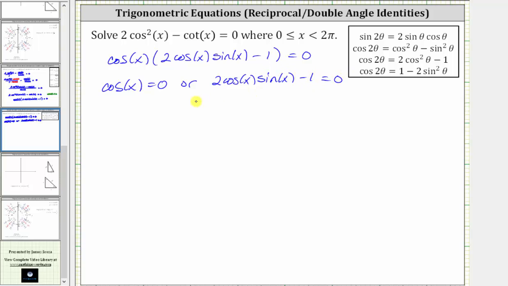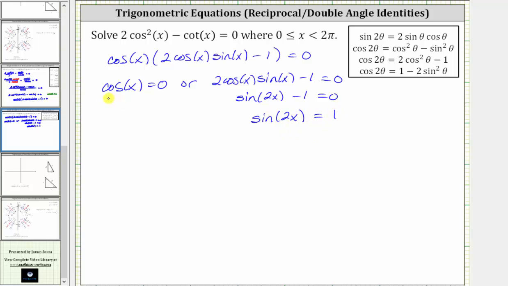But looking at the second equation, notice how we have 2 trig functions here, and therefore we have to perform another substitution using the double angle identities shown here on the right. Notice 2 sine theta cosine theta is equal to sine 2 theta, and therefore 2 cosine x sine x is equal to sine 2x. Performing the substitution gives us sine 2x minus 1 equals 0. Solving for sine 2x, we add 1 to both sides, which gives us sine 2x equals 1.